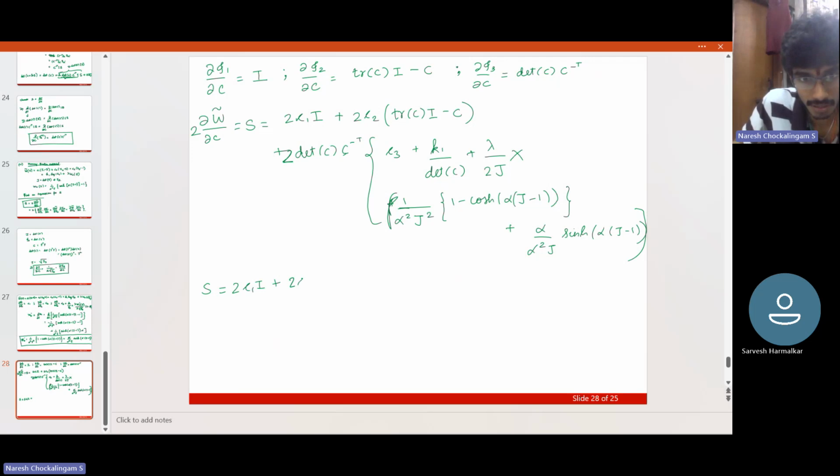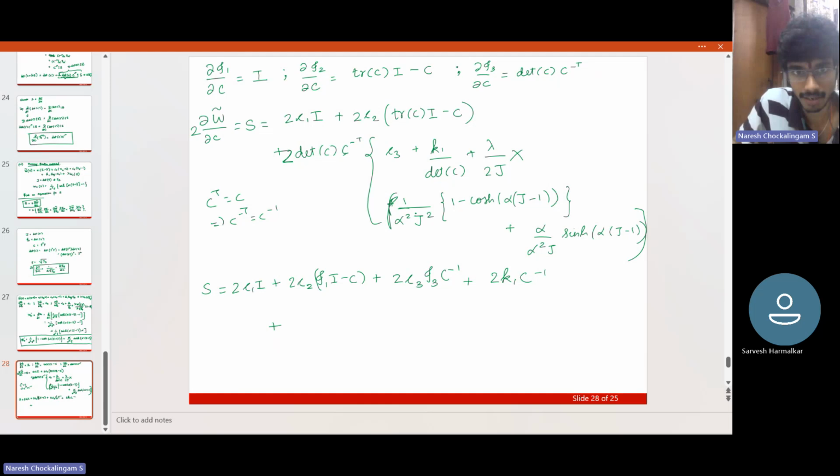So it is 2C2 I1 I minus C plus 2C3 I3 C inverse transpose, but C transpose is equal to C, which means C inverse transpose is equal to C inverse. So I get an I3 C inverse, plus here determinant of C gets cancelled. So we get plus 2K1 C inverse.